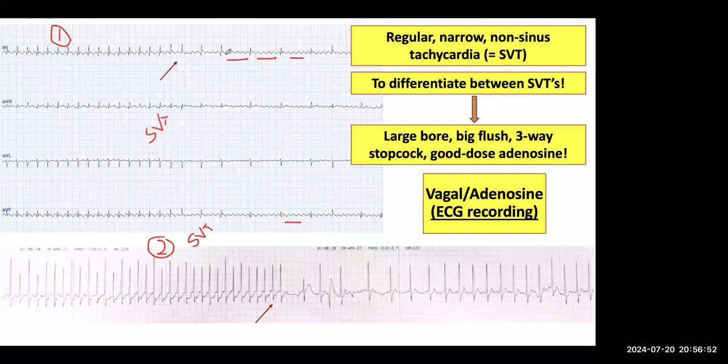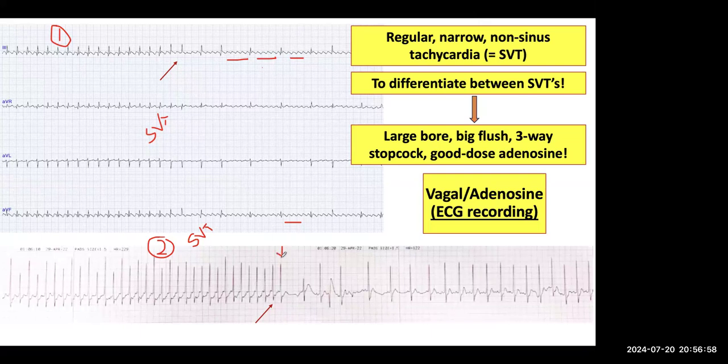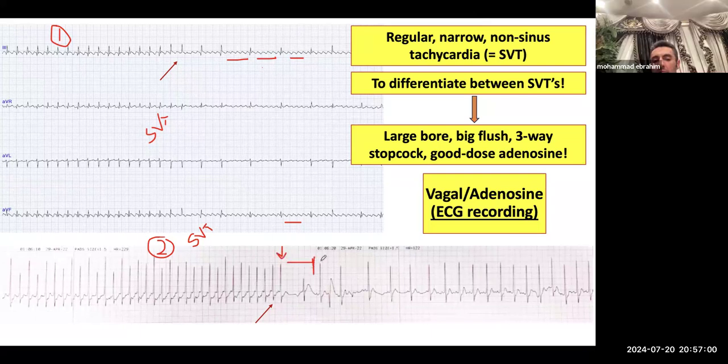Looks like it returned to sinus in the end. So the SVT terminated, right? SVT terminated, and then went into sinus rhythm, most likely. You have only one ECG, one lead, so you cannot be sure, but heart rate went back to normal, presumably.